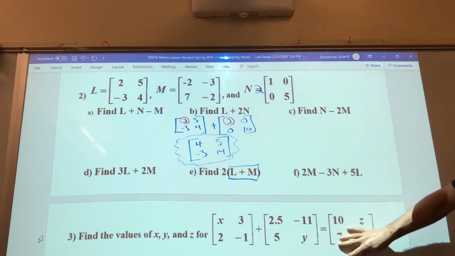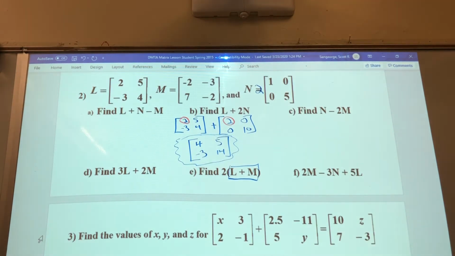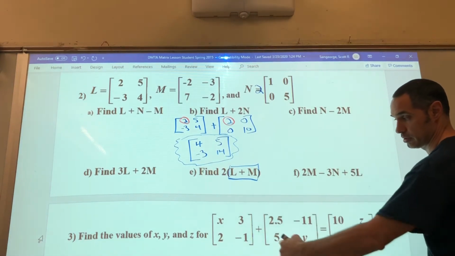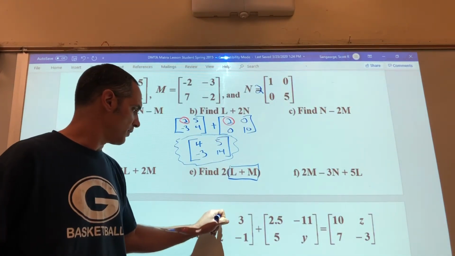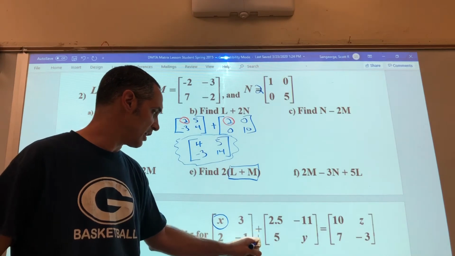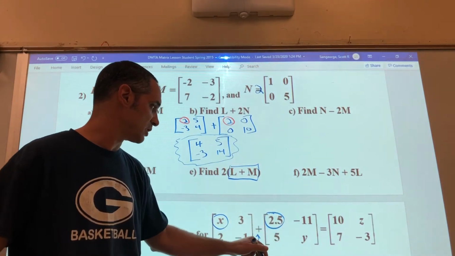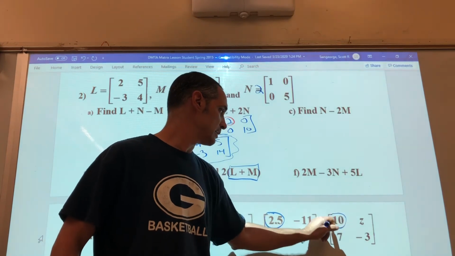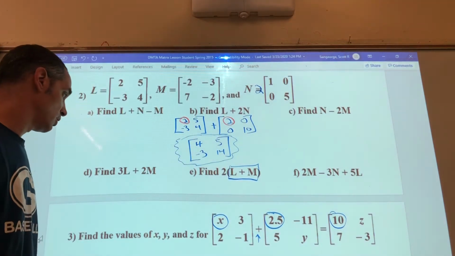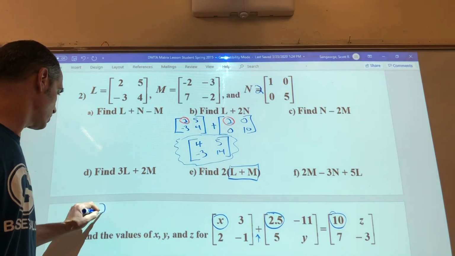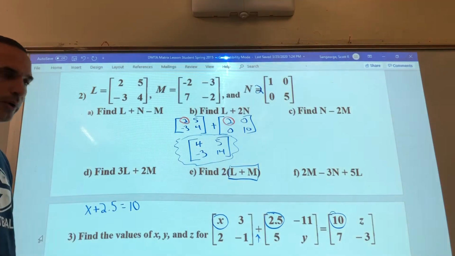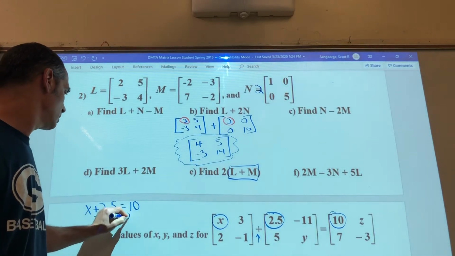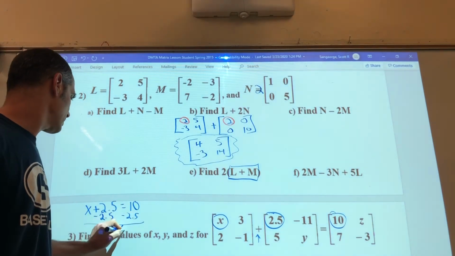I'm going to come down here and look at this. This says find the values of x, y, and z. And if you notice, this is an equation. So what's happening here is the first element in this matrix is being added to the first element in this matrix, and it will equal 10. So I actually write out an equation here. The equation would be x plus 2.5 equals 10. At this point, I'm just solving a linear equation. So subtract 2.5 from each side, and I get x is equal to 7.5.